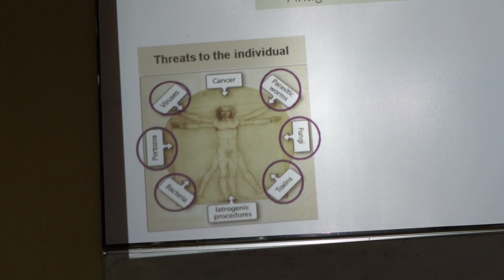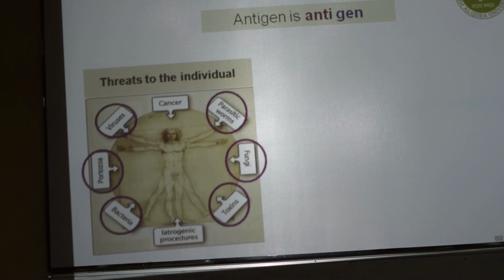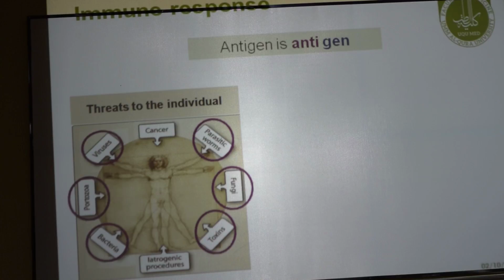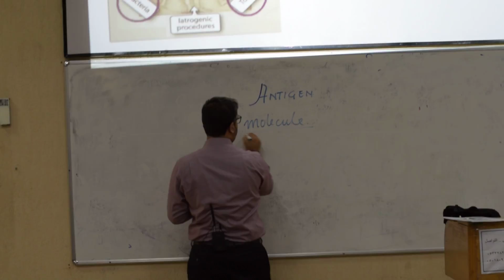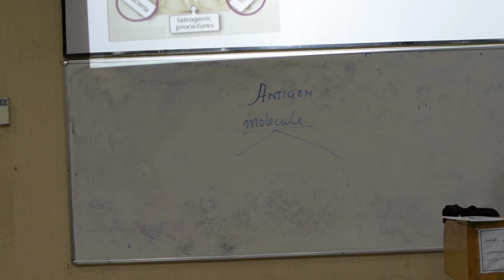Okay, now the word antigen. Initially, when this word was coined, anti stood for antibody and gen stands for generation or production. Antibody generation. Any molecule that is capable of producing antibody, that's why it was given the name antigen. But that's not the correct name. Okay, the correct name is something else.